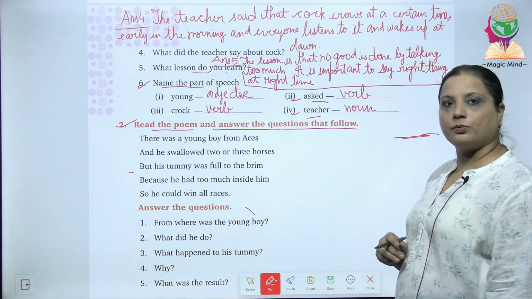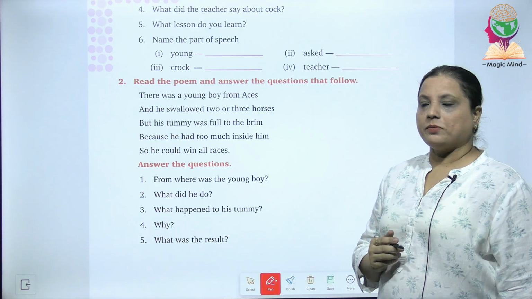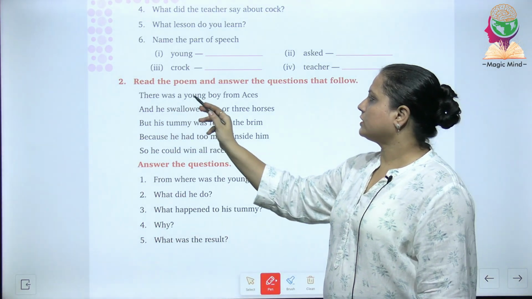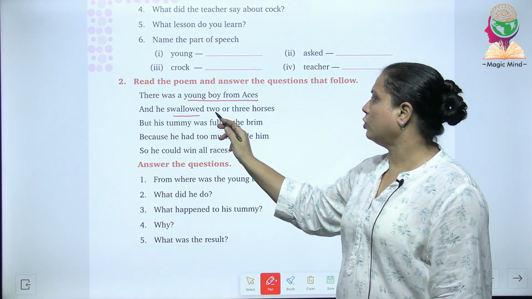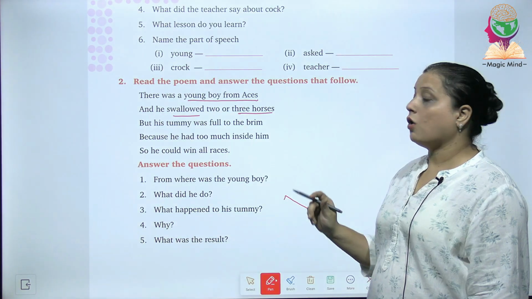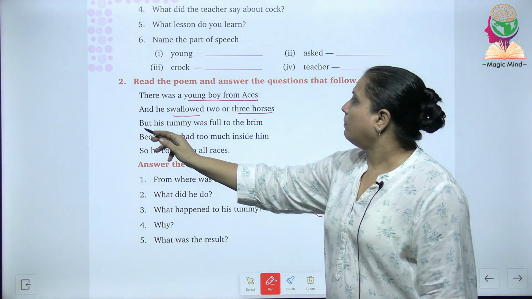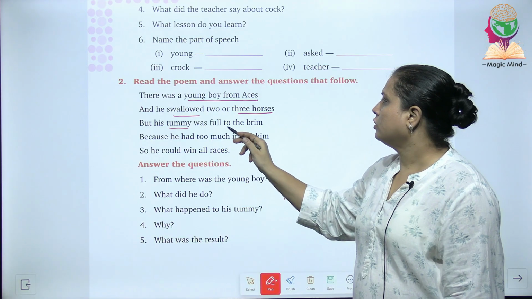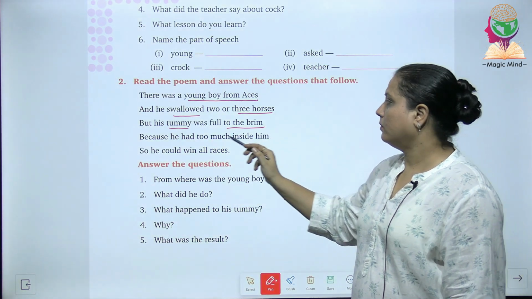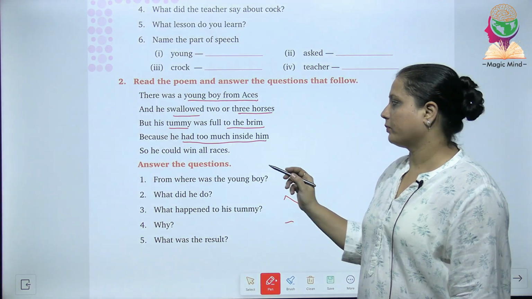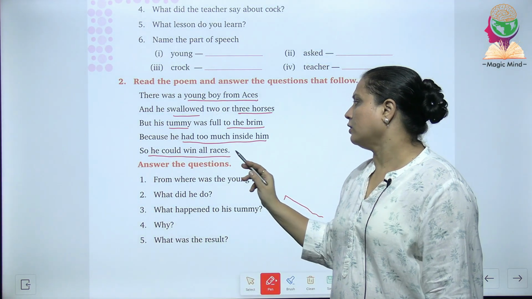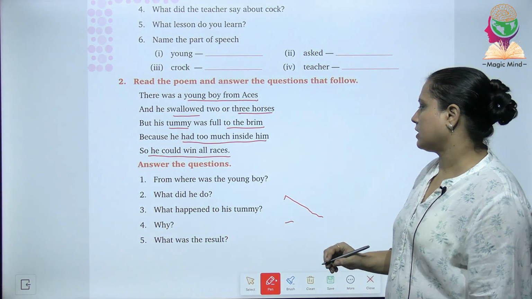So let's read the poem quickly now. The poem is, there was a young boy from Aces and he swallowed 2 or 3 horses. But his tummy was full to the brim because he had too much inside him. So he could win all races.